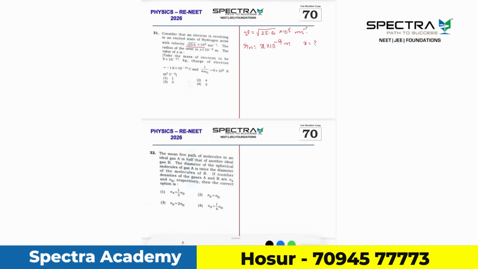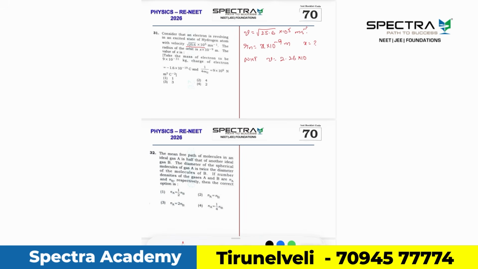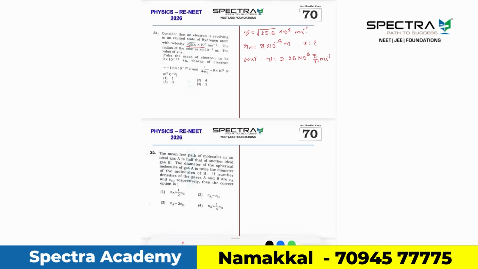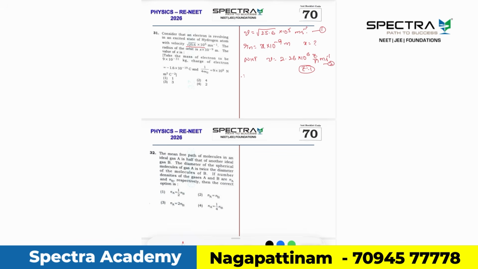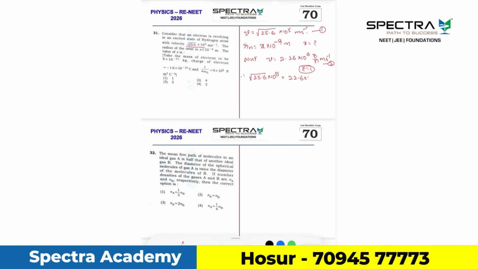So how can we solve this question? For that, we have to consider that velocity v is equal to 2.26 into 10 to the power of 6 into Z by n meter per second. Since for hydrogen Z will be equal to 1, let us say this is equation 1 and this is equation 2, correct? Therefore we can say velocity, that is root of 25.6 into 10 to the power of 5, is equal to 2.26 into 10 to the power of 6 into 1 by n.